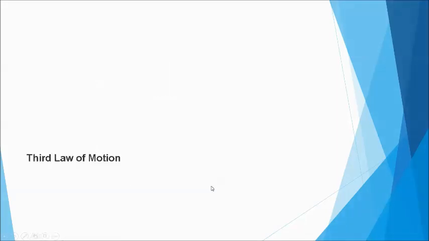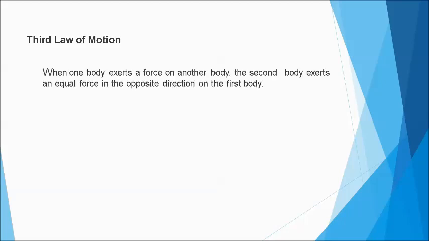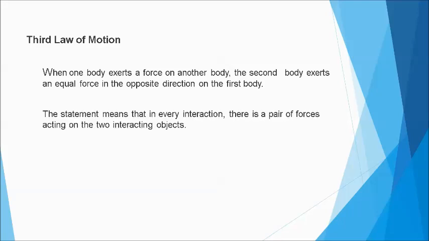Let's continue. Moving on, let's take a look at third law of motion, or Newton's third law of motion. It states that when one body exerts a force on another body, the second body exerts an equal force in the opposite direction on the first body. What does that mean? It means that in every interaction, there is a pair of forces acting on the two interacting bodies. Okay, so there has to be two objects interacting with one another.